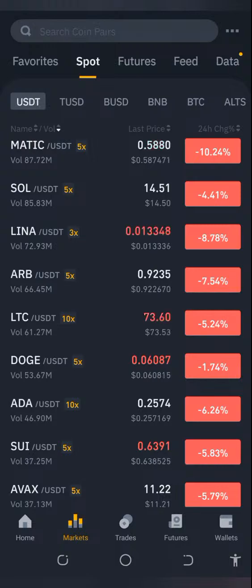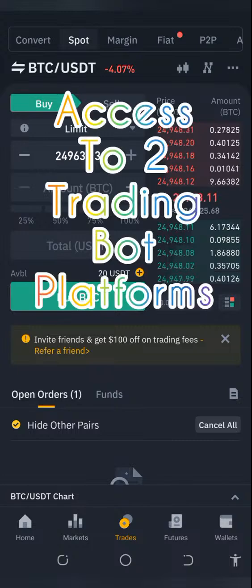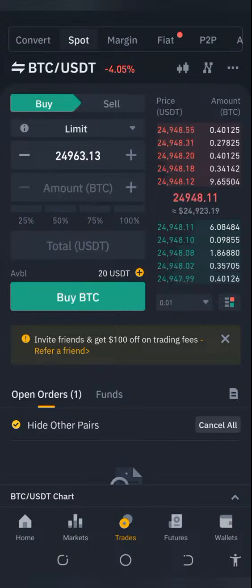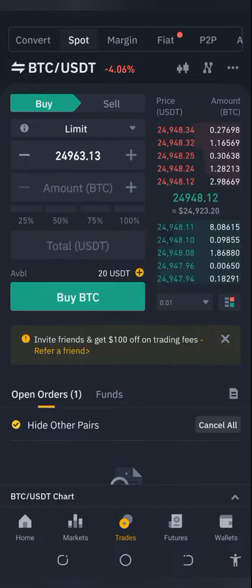Next, we're going to give you access to 2 trading bot platforms. Now, I'm going to show you a screenshot of one of our students. I'm sure you can see it on the screen right now, of one of our students who used one of these trading bots and made money. It's just an example to let you know that you don't even have to pay a dime to make money using any of these platforms.